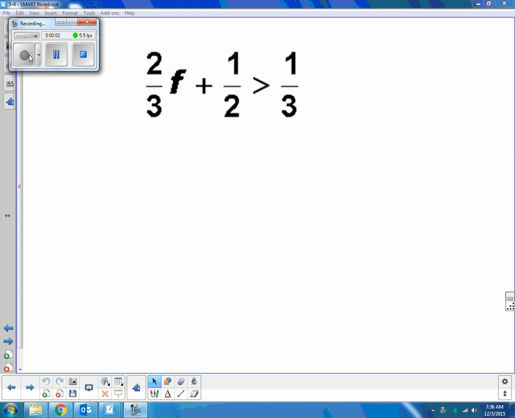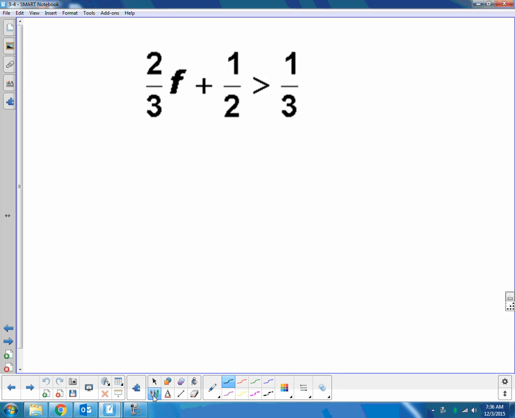We're looking at this last problem here, I guess second to last problem, where we're solving. We got some fractions to deal with. Lots of ways to do it. I'm just going to look at one way. So first we need to deal with that adding subtracting. Subtract a half from both sides.